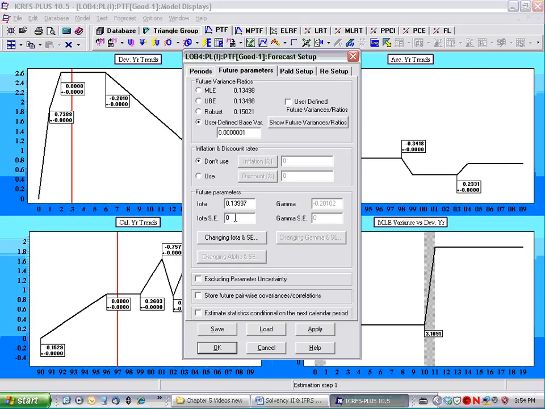So the only volatility going forward is based on the IOTA parameter, the calendar year parameter. Let's make the standard deviation, say, 9.099%.